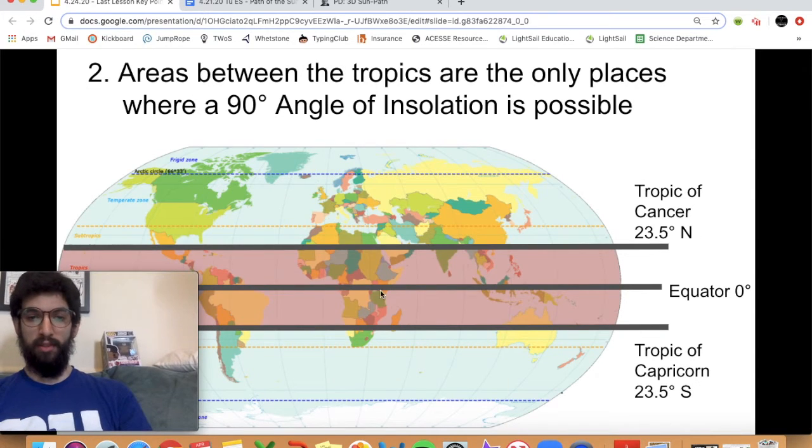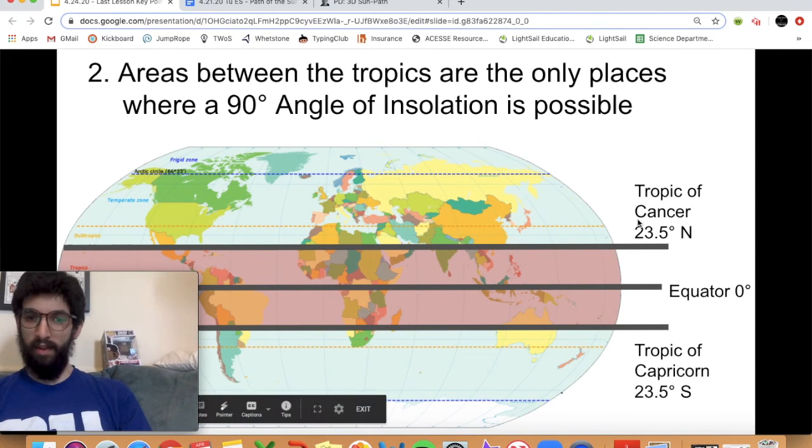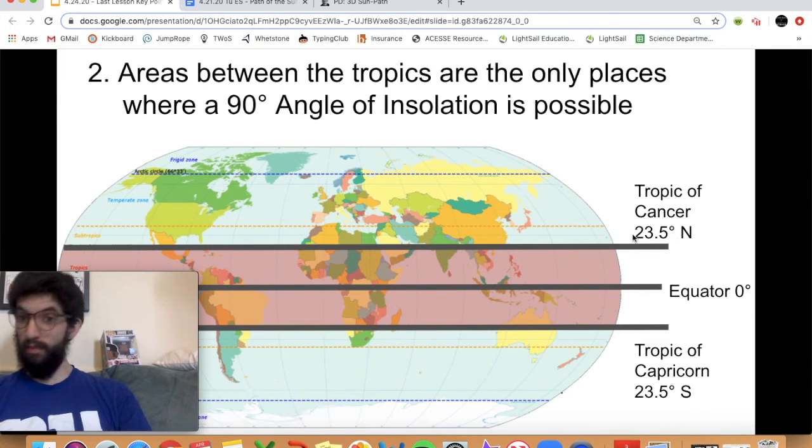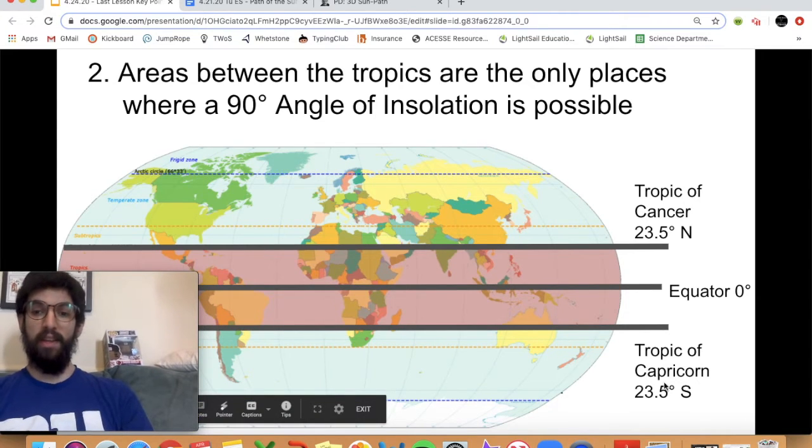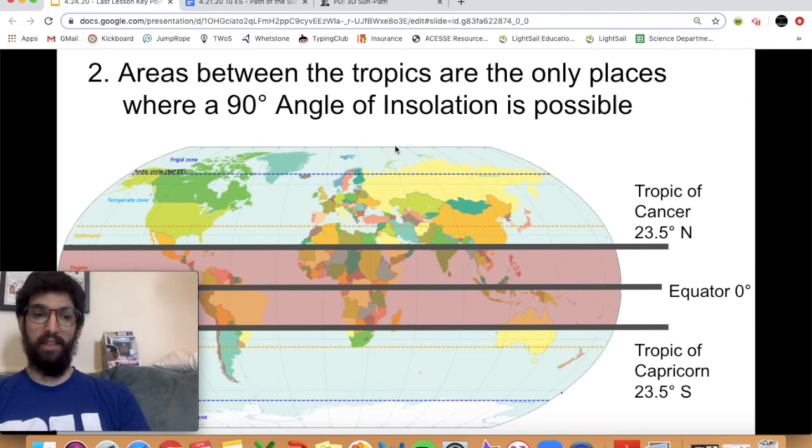Now, this is what I was just showing you with the 90-degree angle of insolation. That's these special areas we call the tropics. So 24 degrees, or more specifically, 23.5 north and 23.5 south, we call the Tropic of Cancer and the Tropic of Capricorn. Any area in between those tropics, near the equator, those are the only spots you can get a 90-degree angle of insolation on specific days. Outside of that, it's impossible.